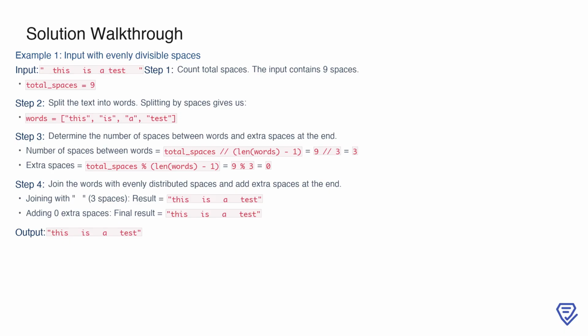Since there are 4 words, there are 3 gaps between them. We divide the total spaces by the number of gaps to get 3 spaces between each word. Any leftover spaces are computed using the remainder of this division, which in this case is 0. Finally, we join the words using 3 spaces between them, resulting in "this   is   a   test." Since there are no extra spaces, the final output remains the same.